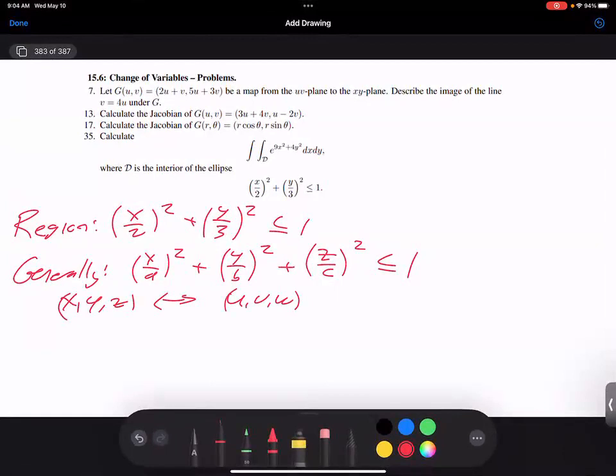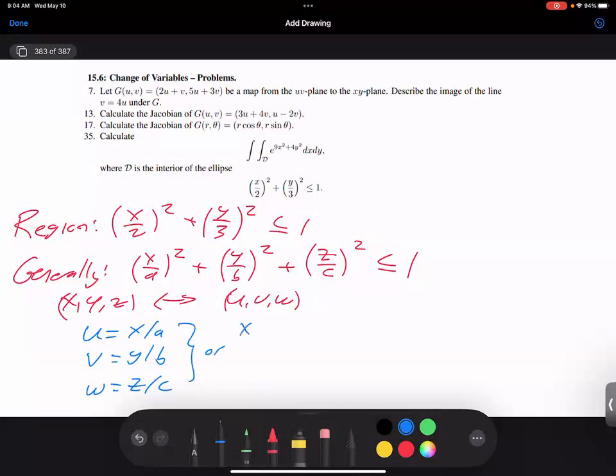For this one, it's actually particularly nice. Any thoughts on what we should set u to be? What would be a good change? Yeah, x over a. So u should just be x over a. v should be y over b, and, oops, sorry, w should be z over c.